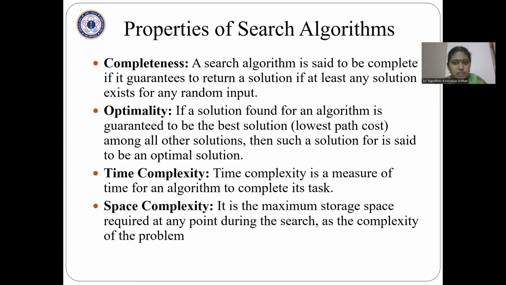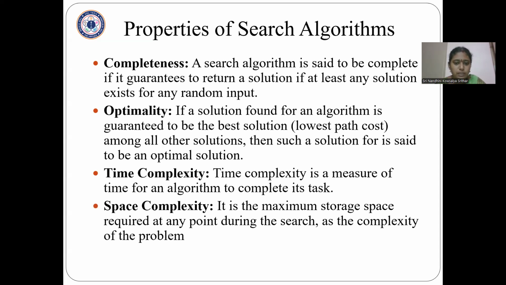Then properties of search algorithm. There are four properties of algorithms: completeness, optimality, time complexity, and space complexity. Completeness means finding the path from the root node to the goal node. The process should be completed. Then optimality. If the solution found by an algorithm is guaranteed to be the best solution, with the lowest path cost among all other solutions.